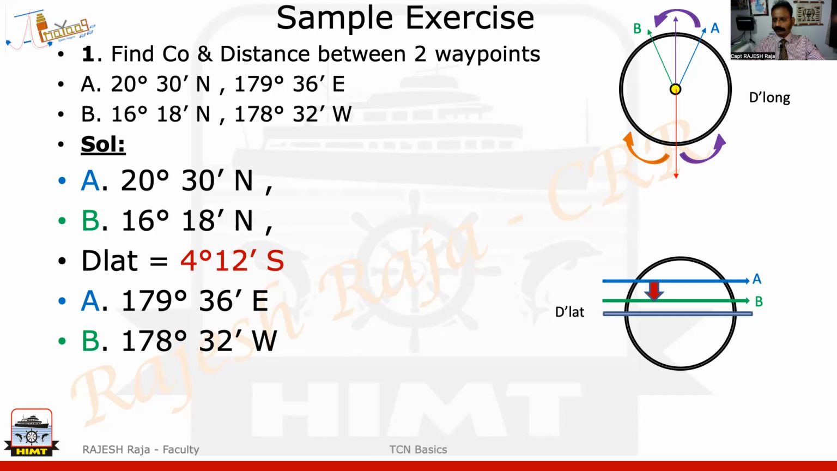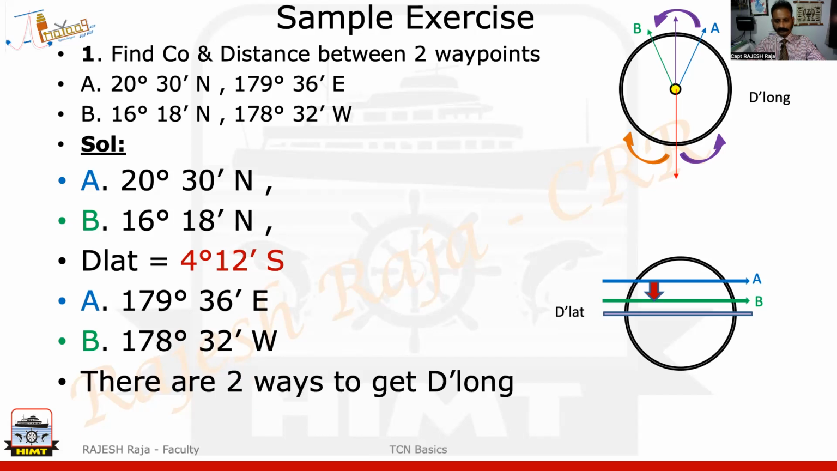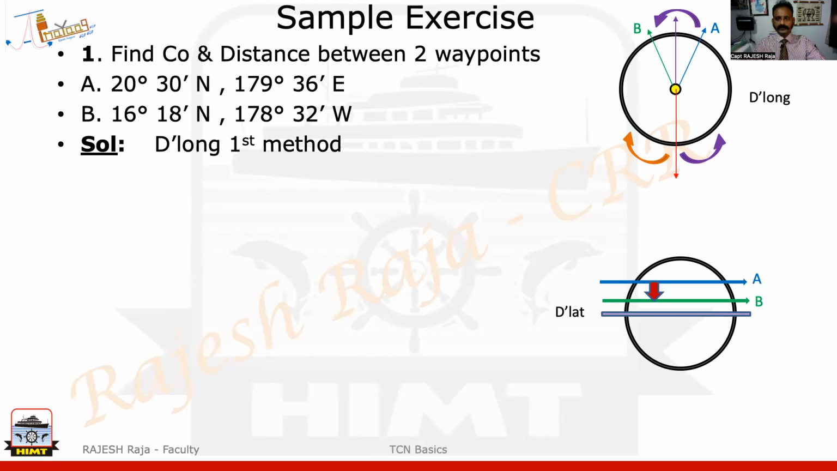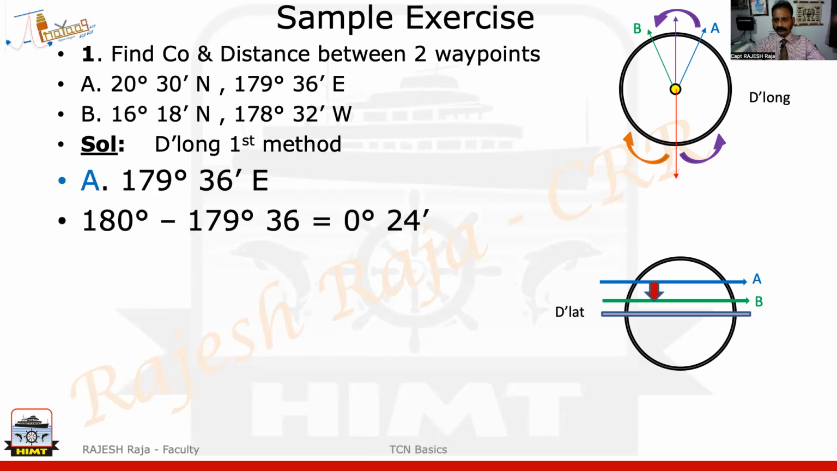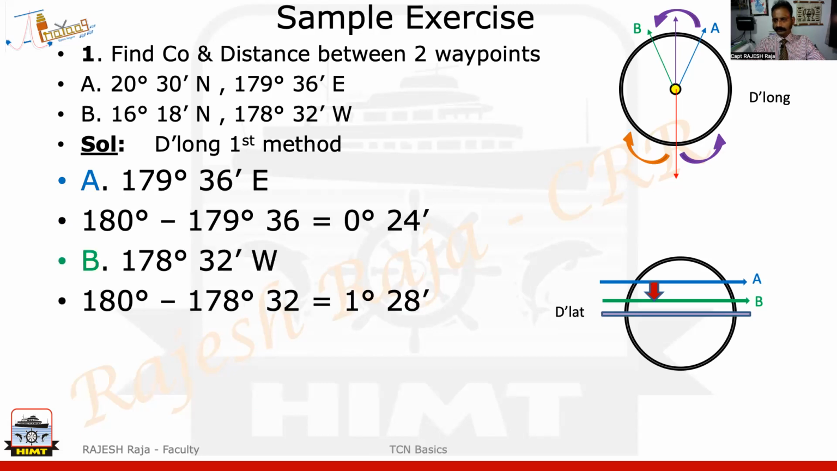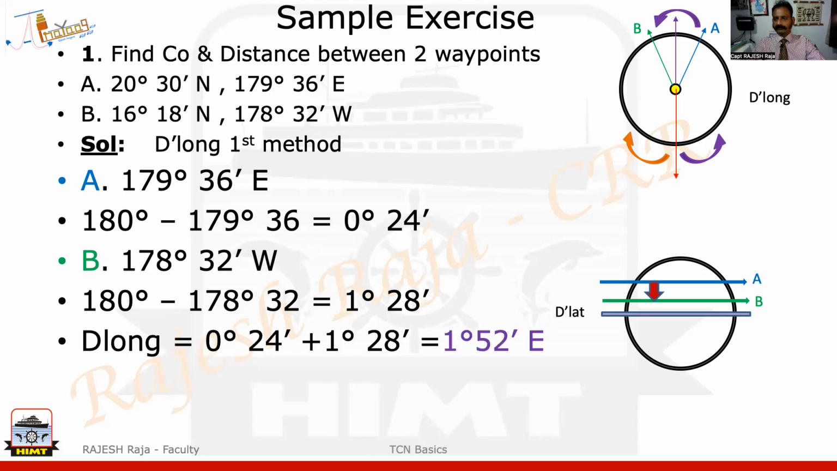Now, how do you find the value? There are two ways of finding the D long. I'm going to show you both the ways. Let us look at the first method. I'm very close to 180 degrees. So what I'm going to do is find the difference between A and 180 degrees. It gives me this answer. Then find from B to 180 degrees. This is the answer. So both these differences, if I add them, that gives me the value of D long. We already seen D long is easterly. So 1 degree 52.